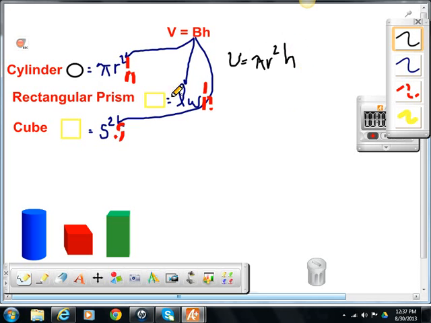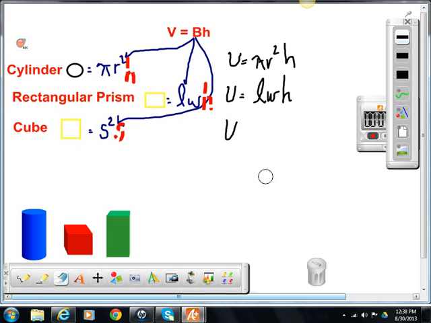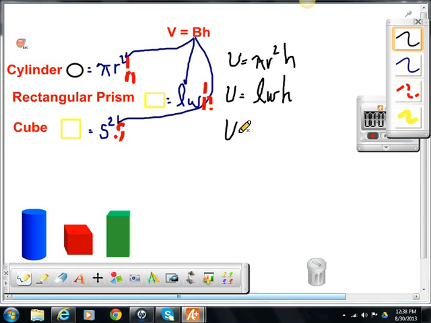The volume of a rectangular prism is length times width times height. The volume of a cube is the edge times the edge times the edge.